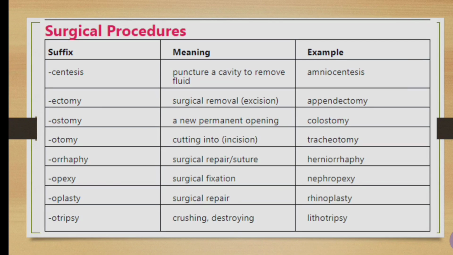Now let us learn some suffixes related to surgical procedures. The suffix centesis means puncture a cavity to remove fluid, for example amniocentesis. Ectomy means surgical removal or excision, for example appendectomy. Ostomy means a new permanent opening, for example colostomy. All these are procedures. Otomy means cutting into or incision, for example tracheotomy.